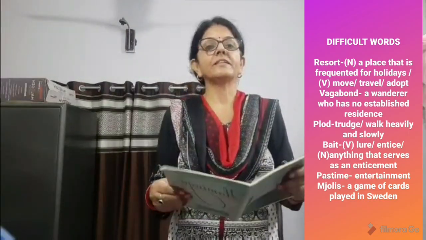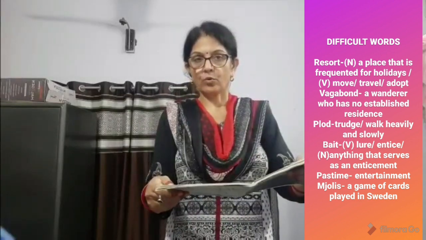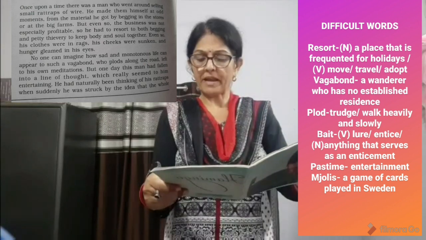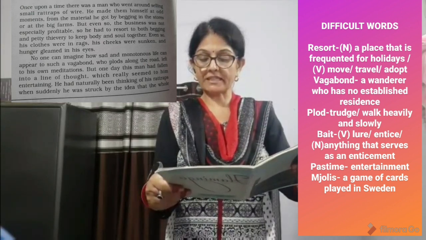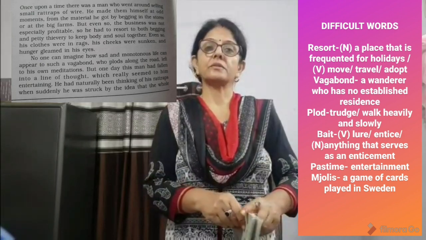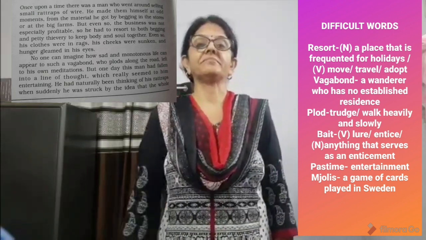So now let's start the lesson. Just see. Once upon a time, there was a man who went around selling small rat traps of wire. He made them himself at odd moments from the material he got by begging in the stores or at the big farms. So the story starts just like a fairy tale.